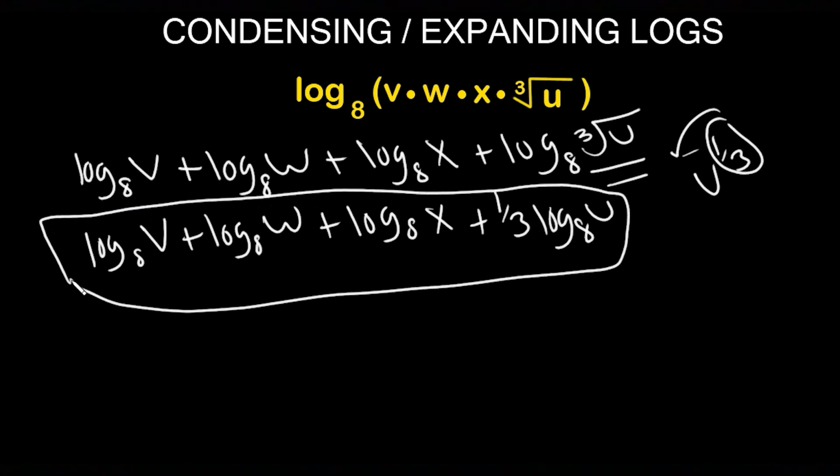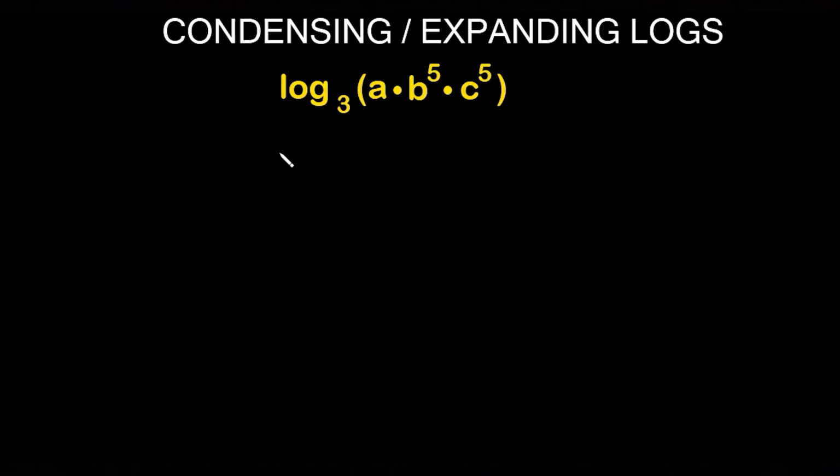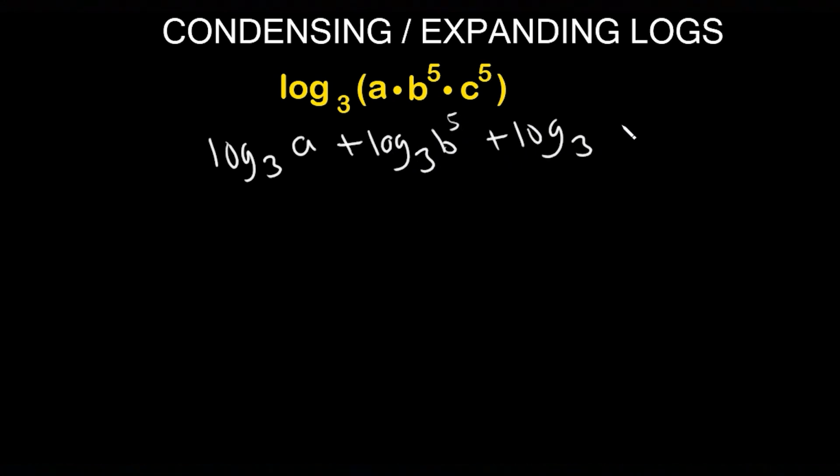All right, that was a tricky one. Why don't we go ahead and try another one? So here's our next one. You can see that we have a base of 3 and we're using multiplication, meaning I can expand this out using addition. So expanding it out, I get log base 3 of a plus log base 3, and then we have b to the 5th power, and then plus log base 3, and then c to the 5th power. Now there's two more things I can do here. I can apply the power property here and also here.